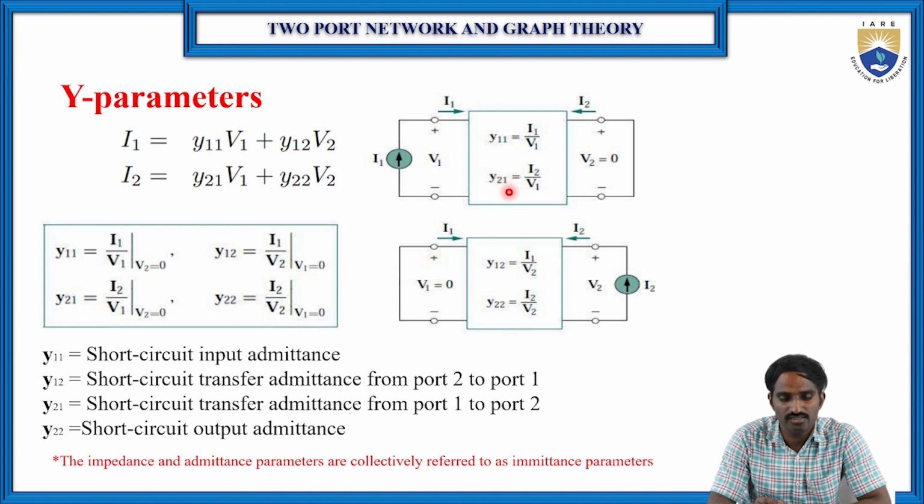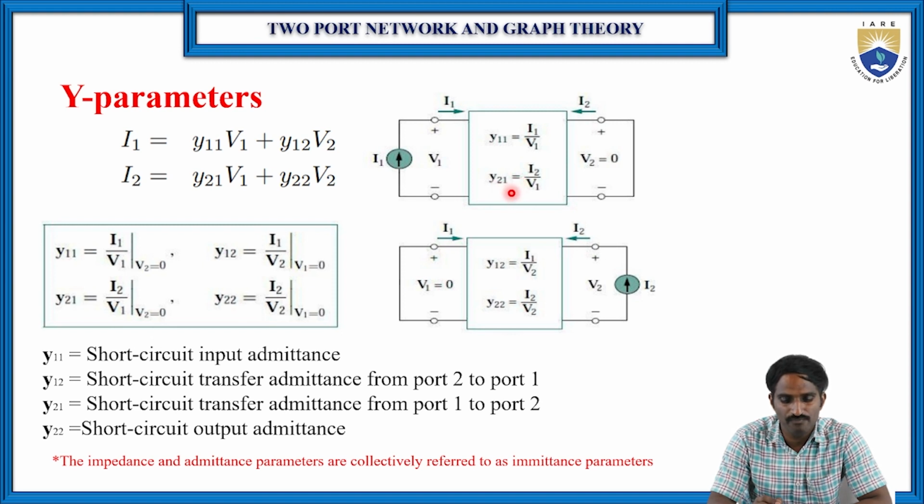Because admittance is the reciprocal of impedance, before, the impedance Z11 was equal to V1 by I1. So here the admittance Y11 is equal to I1 by V1. Similarly, Y21 is equal to I2 by V1.